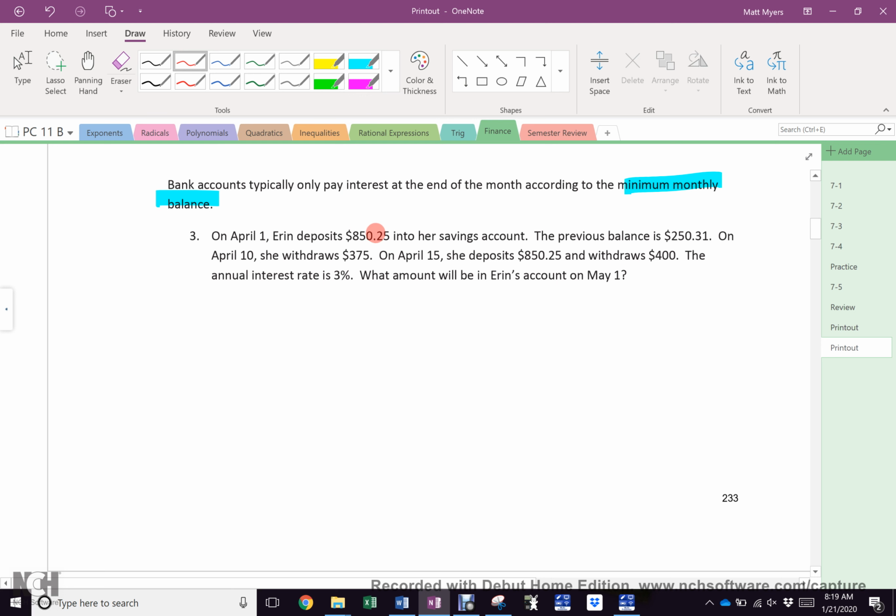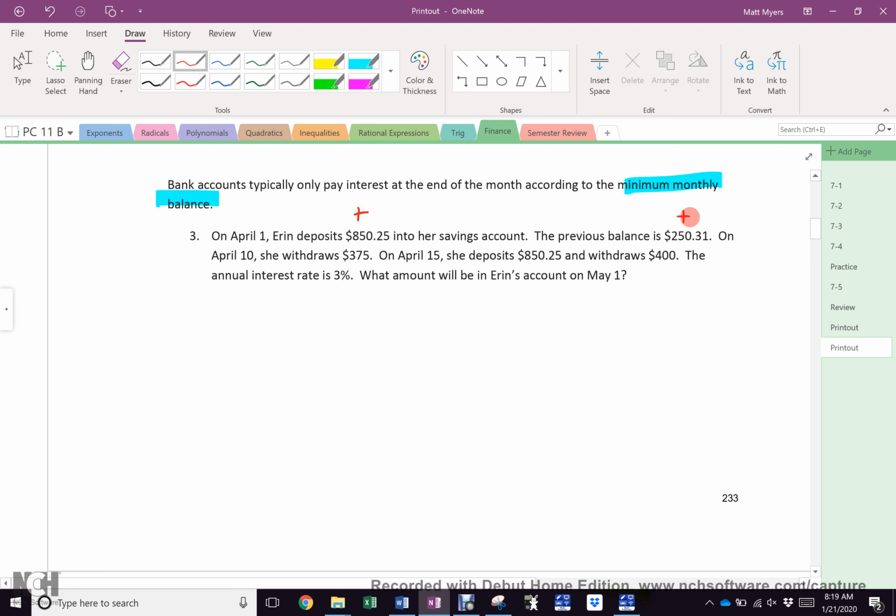She deposits into her account. It would be a debit from her pocket, but for her account, what would it be? Credit. Her account's going up, yes? So this is a plus. Did she already have money in there? How much? So that's another plus.